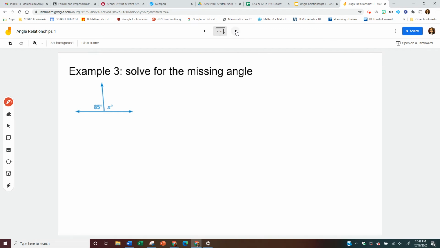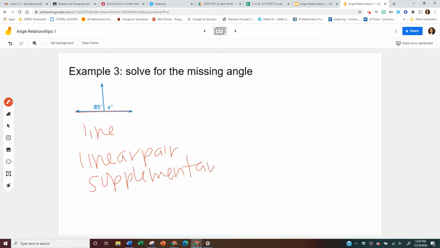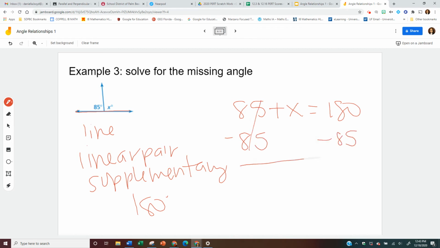I'm going to do the same thing. We're going to solve for the missing angle. I notice that there are two angles that make a line. Do you see that line? So this means that this is a linear pair. And linear pairs are also supplementary, which means that they add to 180 degrees. So 85 plus x is equal to 180. Subtract 85 from both sides. Be careful with your math. This is equal to 95 degrees, and that would be your missing angle.